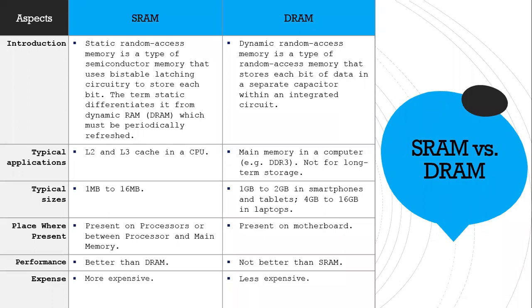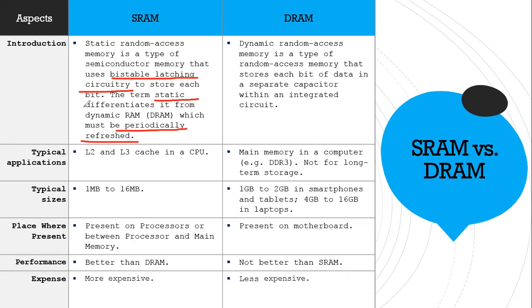Okay. Now the SRAM and DRAM. The differences between SRAM and DRAM. The SRAM introduction. Static random access memory, or SRAM, is a type of semiconductor memory that uses bistable latching circuitry to store each bit. The term static differentiates it from dynamic RAM, which must be periodically refreshed. Dynamic means you have to do it continuously. That's why it's called dynamic. Static means one time. Once the data is stored, data is stored. That's it.